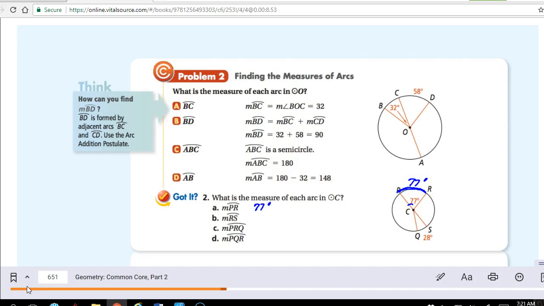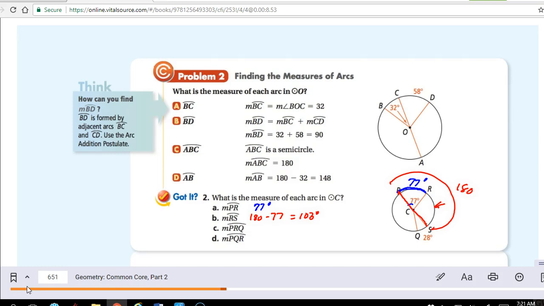All right. The next one, the measure of arc RS. Well, again, do you see that we have a line that's going all the way across? That means it splits the circle in half. So from P to R to S, this whole arc right here would be 180. But it just specifically wants to know RS. So what we would do is simply say 180 minus the 77, and what's left will be RS, and that ends up being 103 degrees.